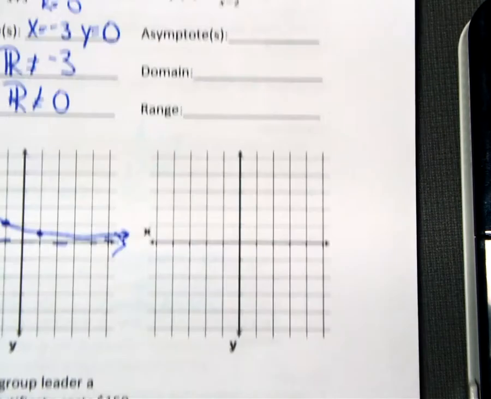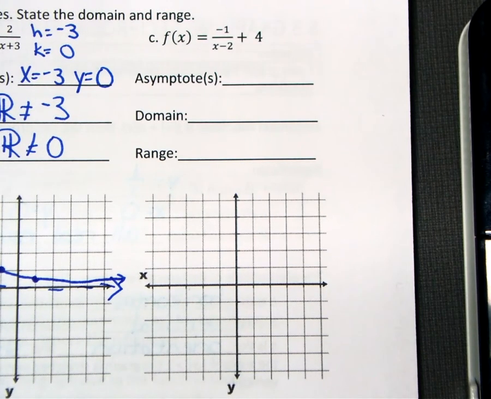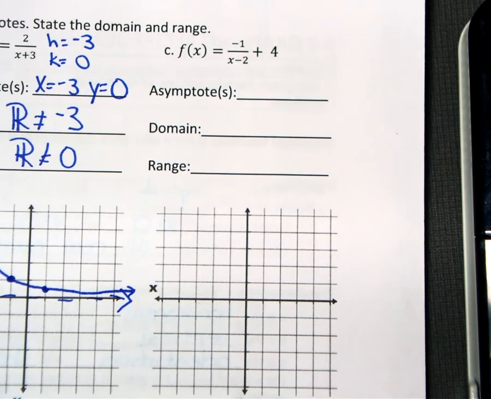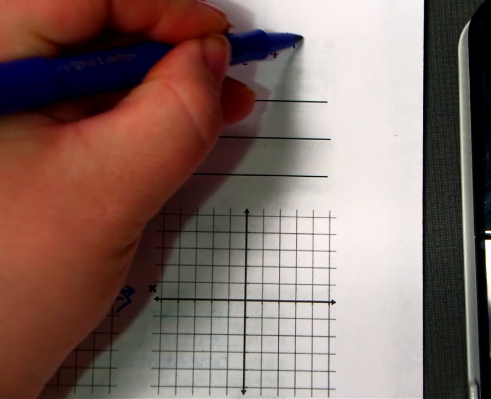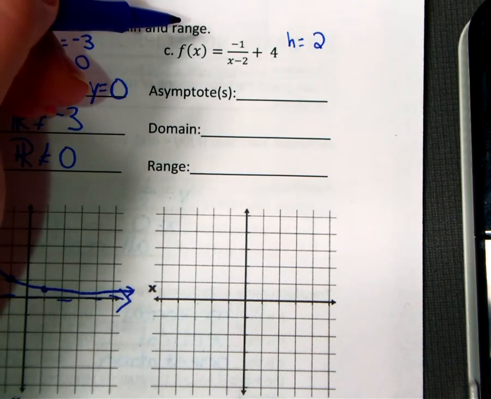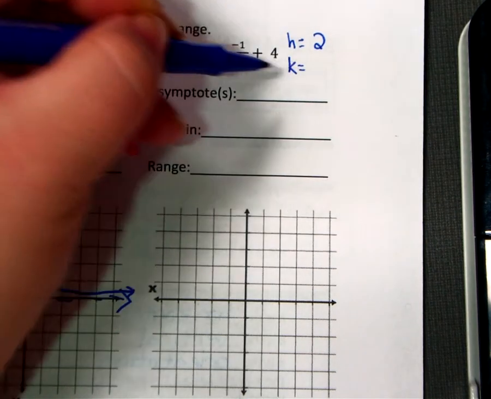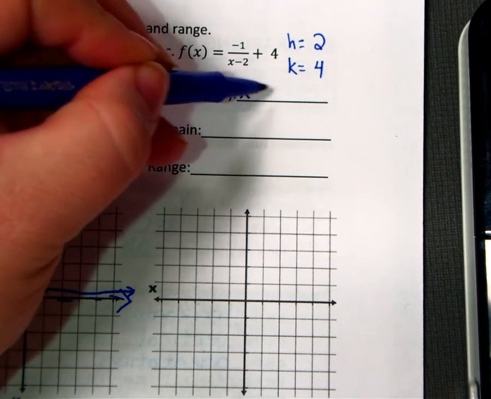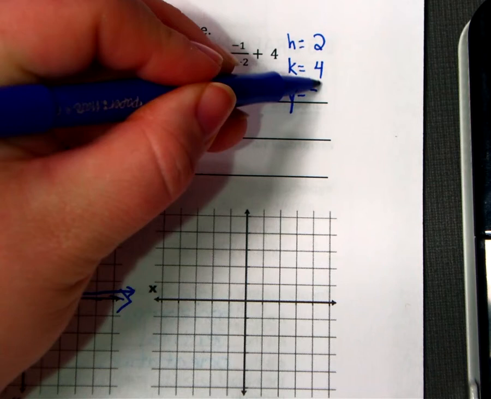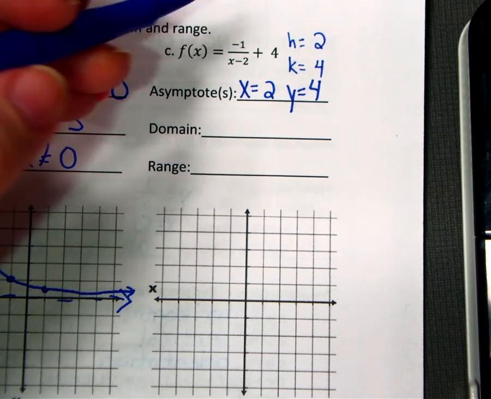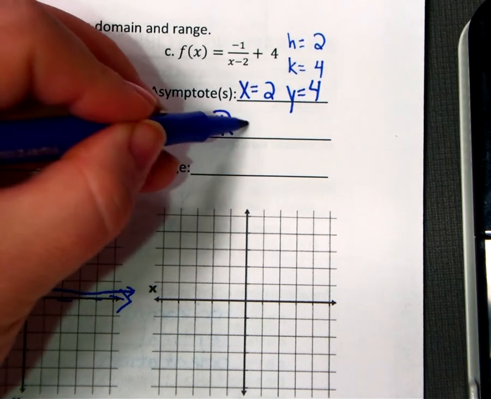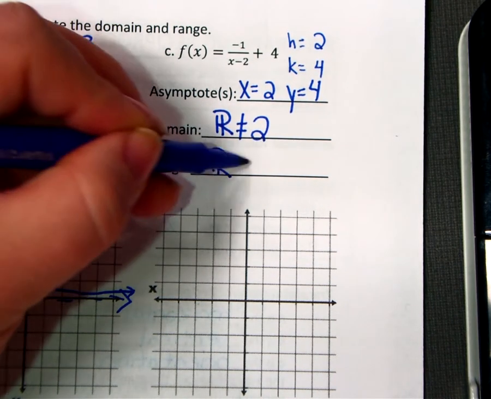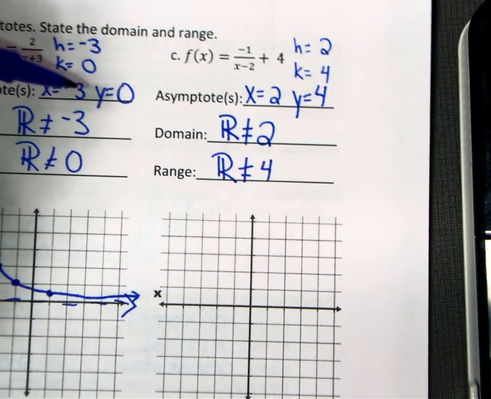Last graph for number 2. Identify your H and your K first. So my H, remember, is found in the bottom, opposite of what it appears to be. So it's 2. K is being added or subtracted, so it's 4. That makes our asymptotes at x equals 2, y equals 4. Domain should be all real numbers except our vertical asymptote. Range, all real numbers except our horizontal asymptote.